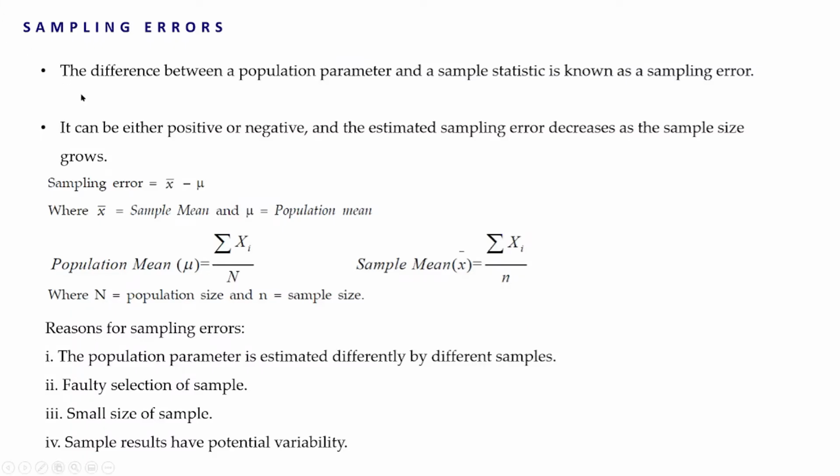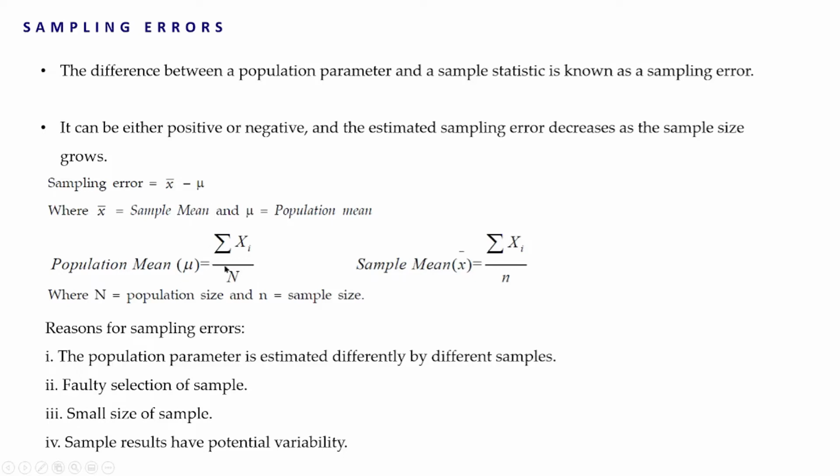Now moving on to sampling errors. The difference between a population parameter and a sample statistic is known as the sampling error. It is a difference, so it can be either positive or negative. And one important thing is that sampling error decreases as the sample size increases. So sampling error is equal to x bar minus mu, where x bar is the sample mean and mu is the population mean.